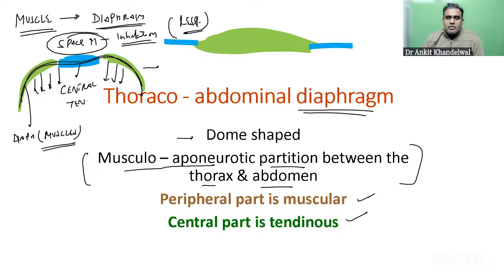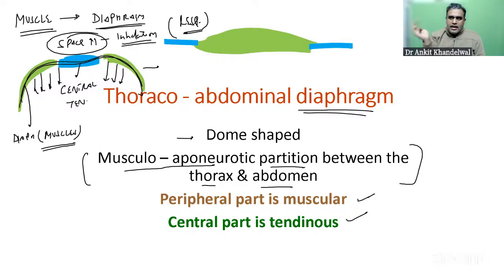So when you inhale deeply, the diaphragm, which is dome shaped, flattens out so that the thoracic cavity volume increases. The volume of the thoracic cavity increases because the air is being inhaled inside. That is the main role of the diaphragm.